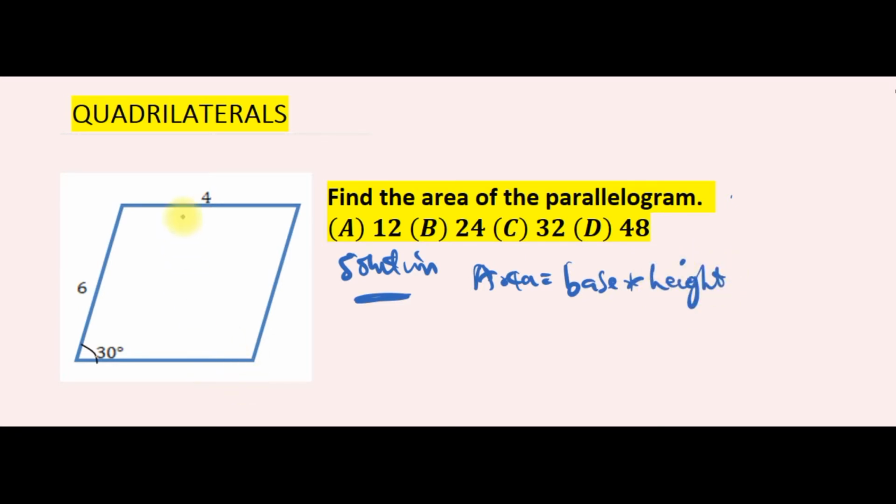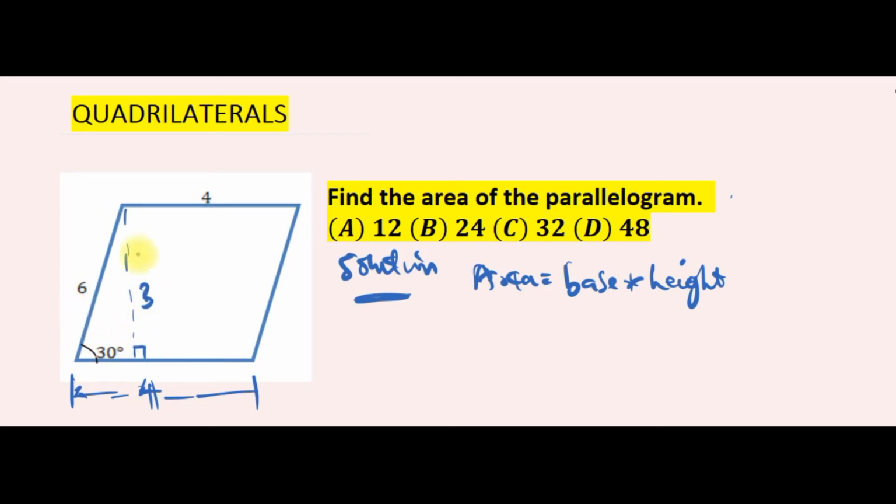So here we know, remember, in a parallelogram opposite sides are congruent. So here to here is also 4. So here is also 4. So we need to get the height. And from our 30, 60, 90 theorem, here the height is 3.